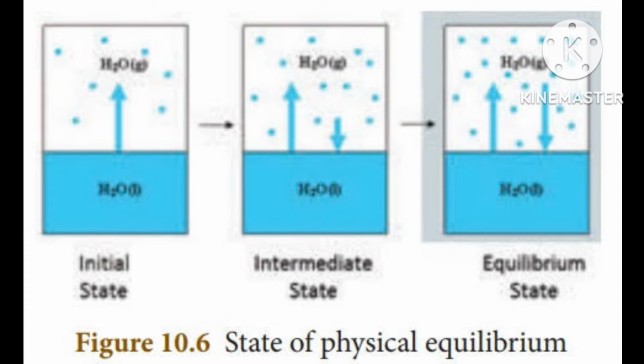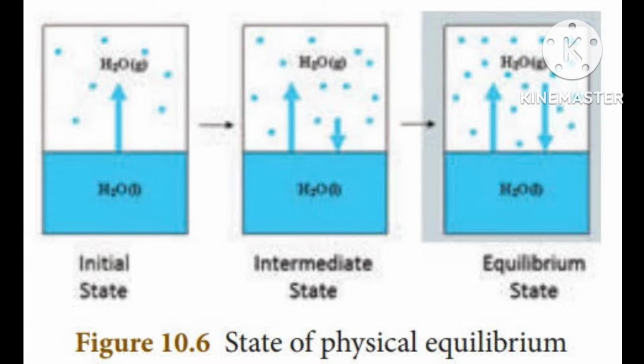Now you can write this equilibrium like this: H2O liquid, sign of equilibrium, H2O vapor. H2O liquid, sign of equilibrium, H2O vapor means the liquid is converting to vapor, or vapor is converting to liquid. The sign of equilibrium is the double half arrow. That is the sign of equilibrium.